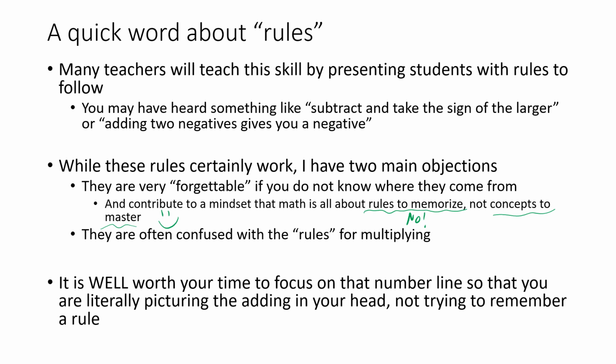The other reason I object to teaching this with rules is that they are often confused with the rules for multiplying. So you end up with a set of rules for adding, and then you have this separate set of rules for multiplying. And neither of the sets of rules make sense because you don't know where they came from or why you were doing it. And then you get them confused because I'll tell you, if you multiply two negatives, you actually don't get a negative if you haven't seen that rule.